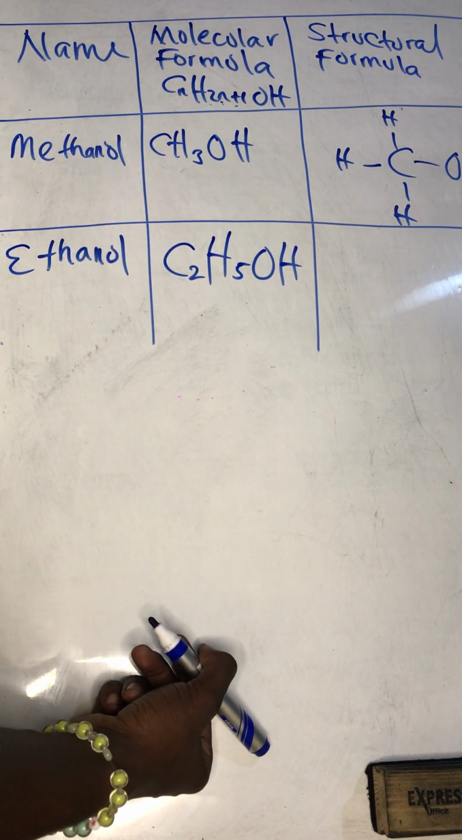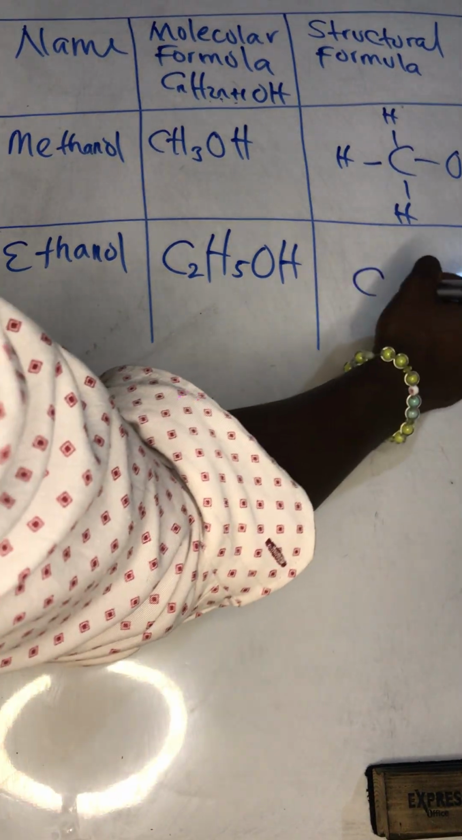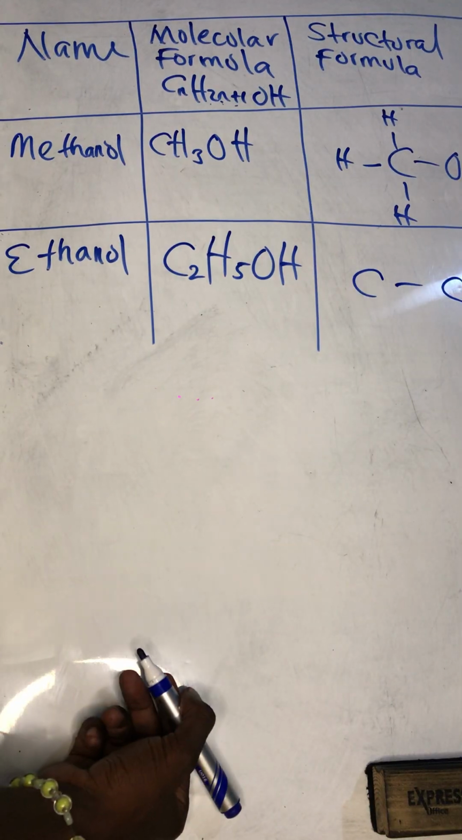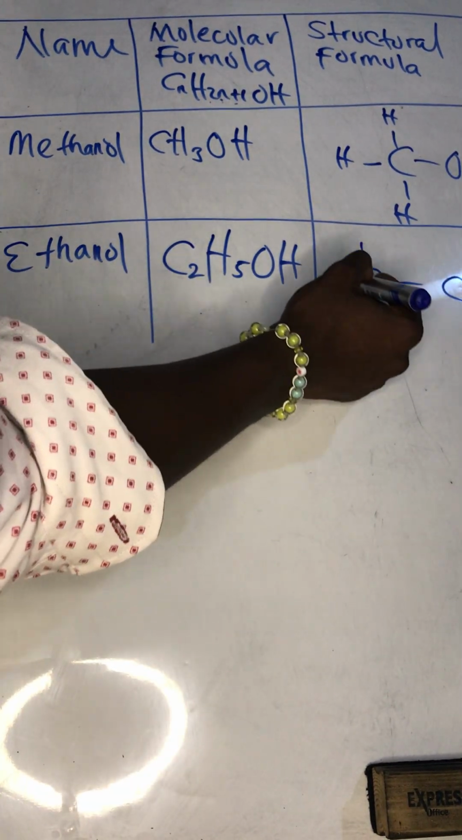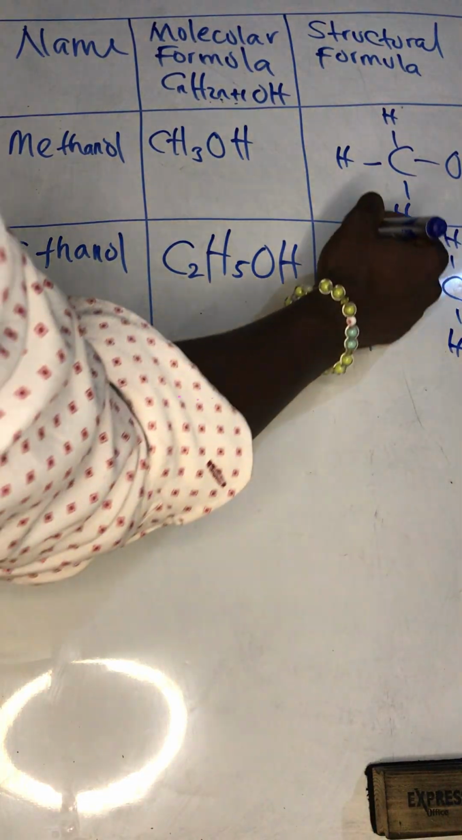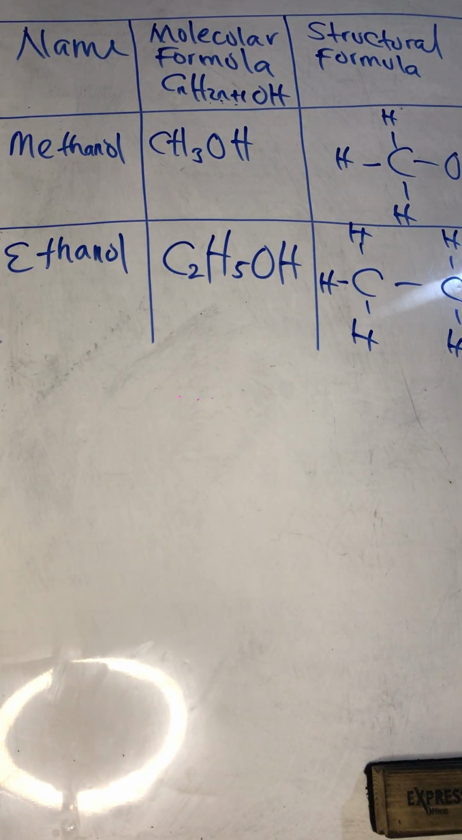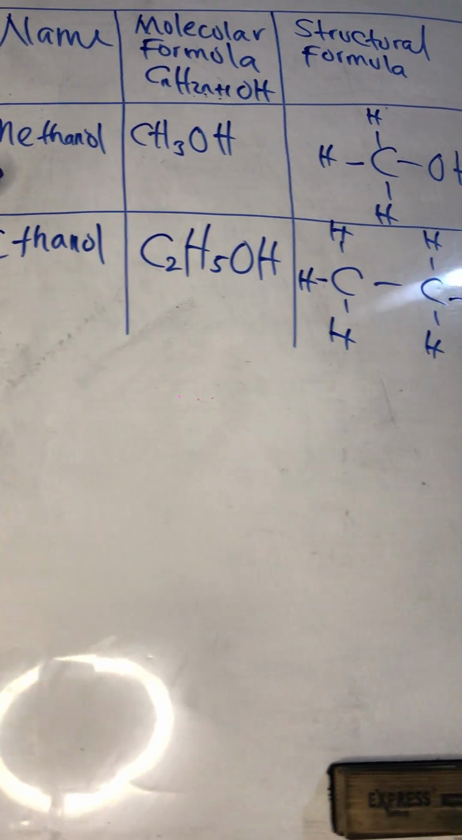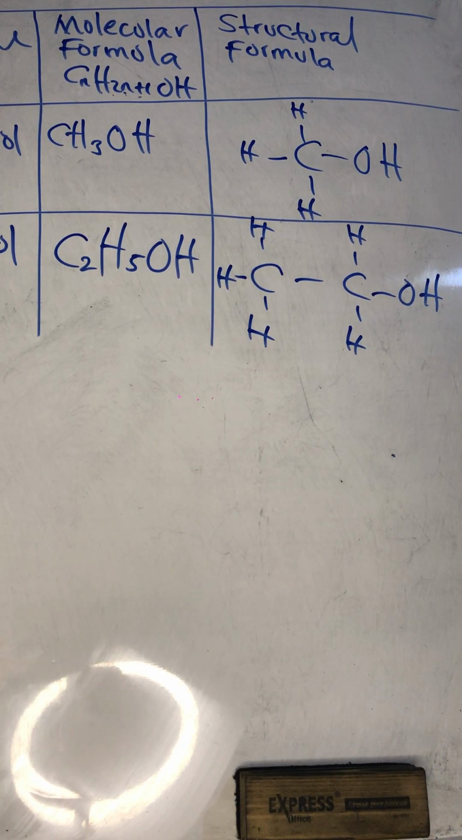Now what is going to be the structural formula of ethanol? We have got 2 carbon atoms, so we say 1, 2. How many hydrogens? 5 hydrogens. 1, 2, 3, 4, 5. And then OH, like that. That is the structural formula of ethanol.